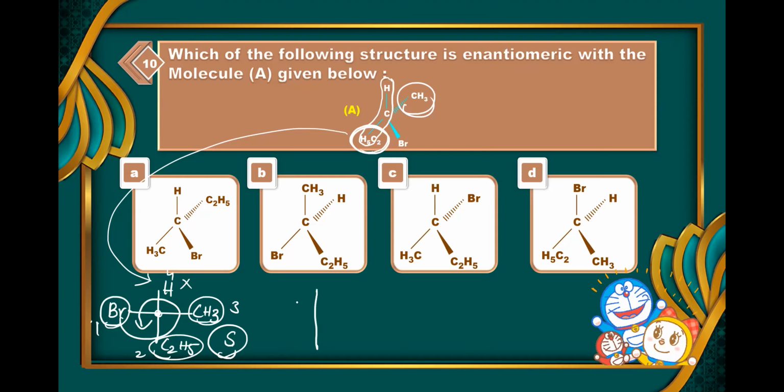Now try the next one. This is H and here CH3, and then this is my left side. So I need to take C2H5 on my right side, C2H5 and Br. Now 1, 2, 3. Then clockwise it is going, R configuration. So option A is the correct answer. Check it out. You try the remaining also in the same way. First convert wedge to Fischer, and then you start finding R and S configuration so that you can do it.